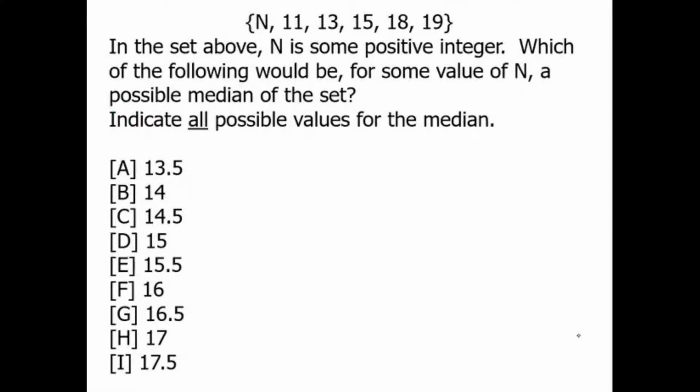In the set above, n is some positive integer. Which of the following would be, for some value of n, a possible median of the set? Indicate all values. So let's get rid of everything else, because we're going to need some room to think about this. We'll get rid of all these values, just leave the list.